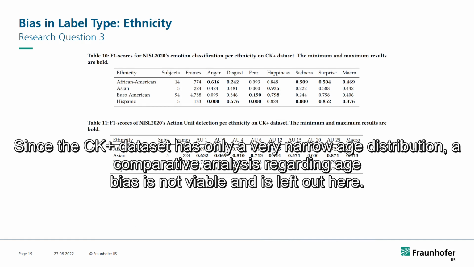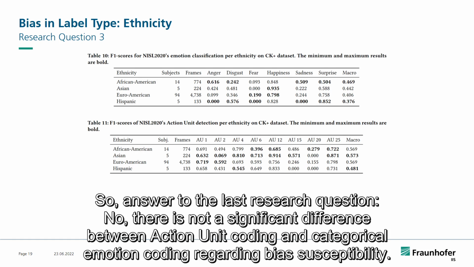Since the CK+ dataset has only a very narrow age distribution, a comparative analysis regarding age bias is not viable and is left out here. So, answer to the last research question: no, there's not a significant difference between action unit coding and categorical emotion coding regarding bias susceptibility.